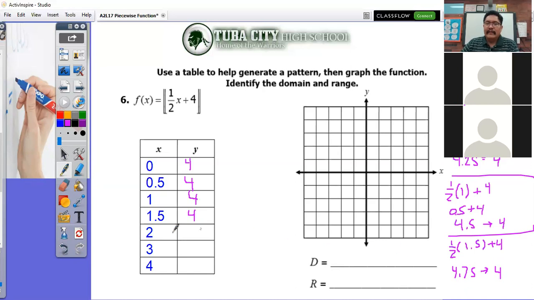All right, what about 2? Now I'm out of space to write this out, so we're just going to have you follow along. 2 times half, or half of 2. If I take half of 2, that'd be 1. And 1 plus 4 is 5. So again, plug 2 in here. Half of 2 is 1. 1 plus 4 is 5. And it's already an integer, so I can't round it down.